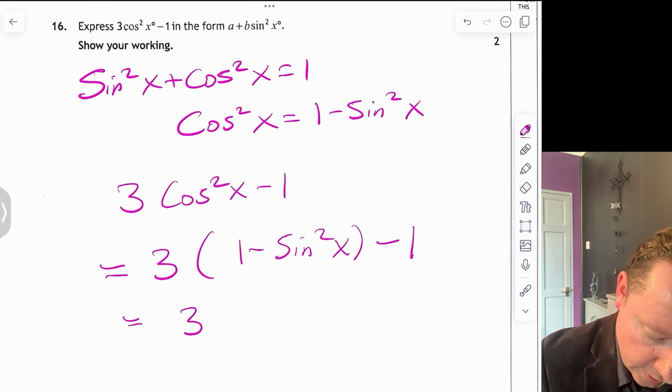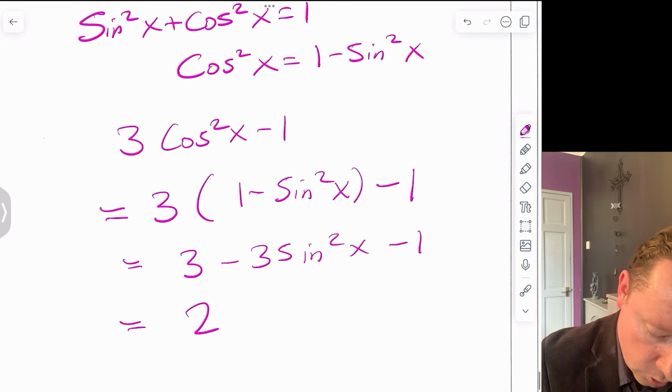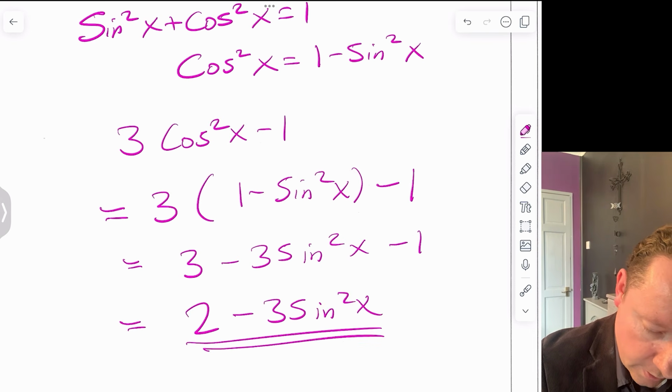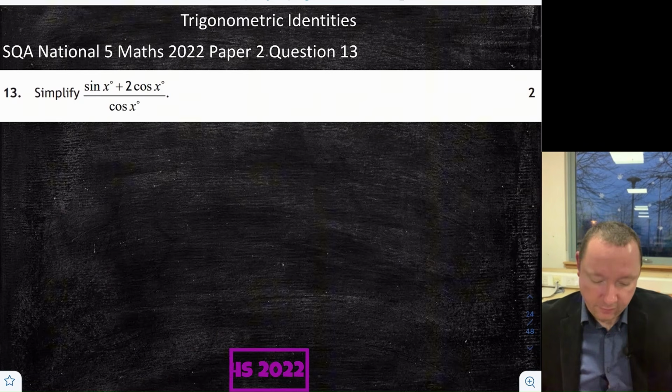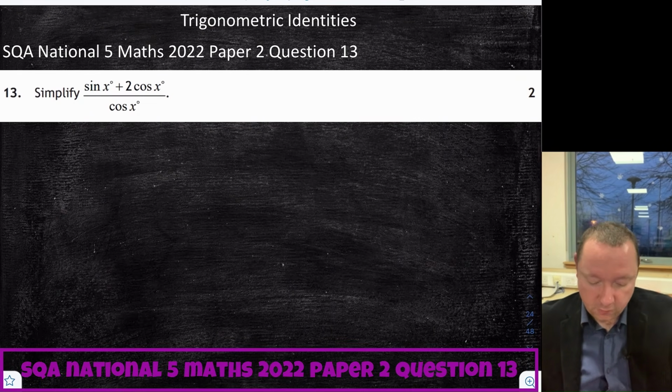That's 3 times 1 is 3, minus 3 sine squared x, minus a 1. 3 minus 1 is 2, 2 minus 3 sine squared x. And we're done there.